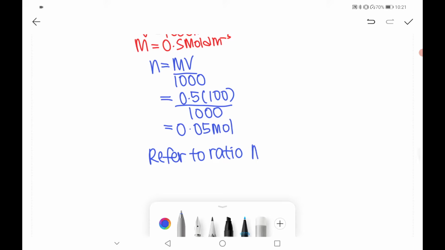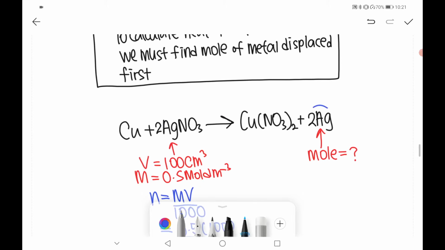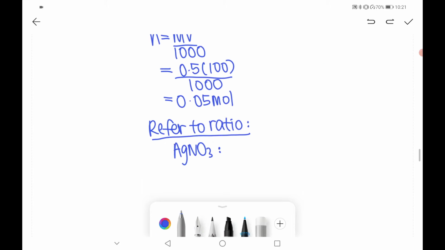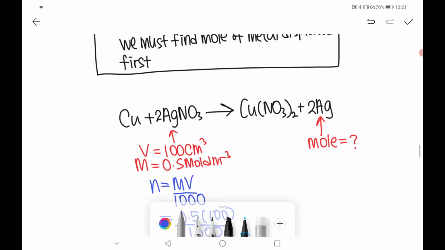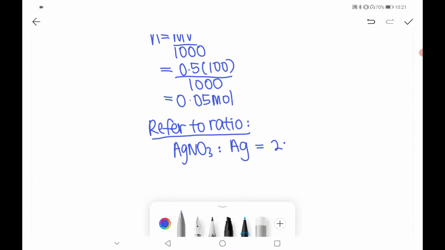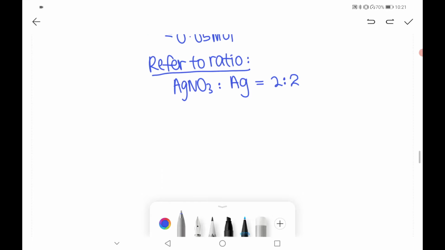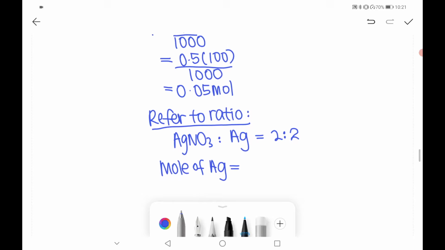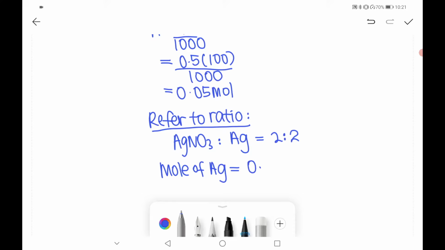For the ratio calculation, we look at the silver nitrate and also the silver. We look at the number in front. For silver nitrate, the number in front is 2. For silver, the number in front is 2 as well. 2 to 2 means they are the same. So from here, we can find the mole of the silver that we kick out. The mole of the silver we kick out is the same as this, 0.05.